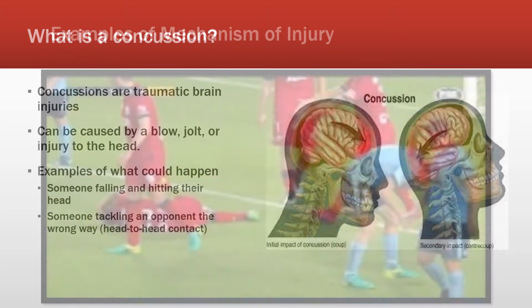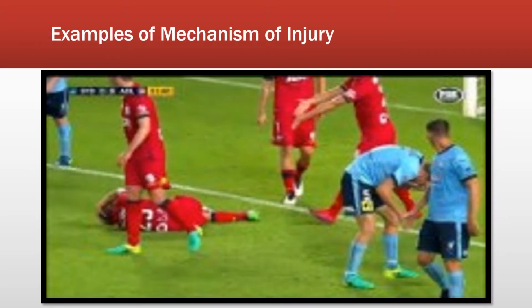Next. So here we have a few examples of mechanism of injury. Mechanism of injury, if you don't know, is basically just how the injury happened. We're going to go ahead and try and play the video, but if it doesn't play, you can just go ahead and watch it yourself.